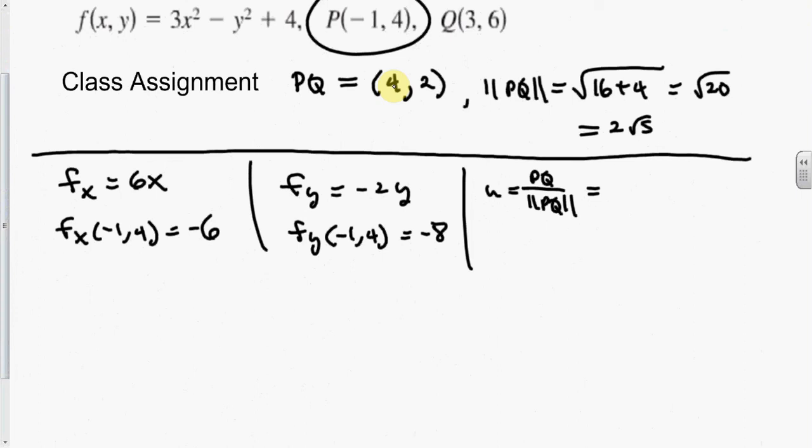So this is 4 over, well, 4 over 2 times the square root of 5, comma, 2 all over 2 square root of 5. Okay. So this is 2 over the square root of 5, and this is 1 over the square root of 5.